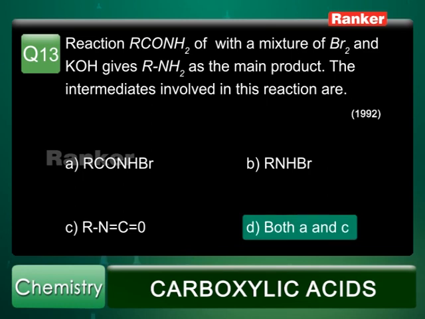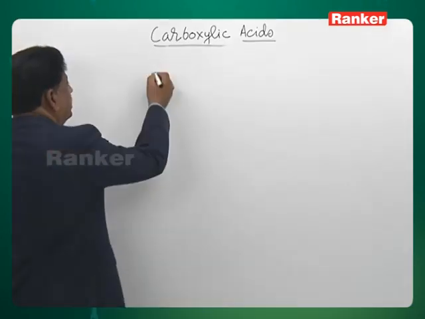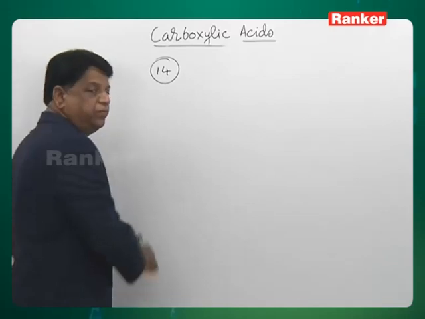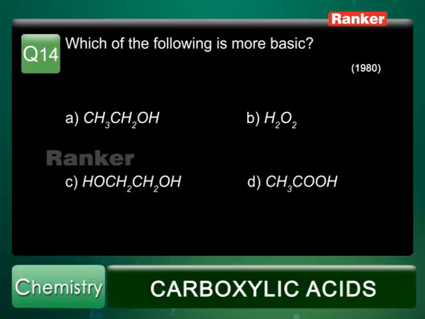Okay. So let's go for the next question, that is the 15th question. The question is, which of the following is more basic? The option A is ethanol, option B is hydrogen peroxide, option C is ethylene glycol, option D is acetic acid.